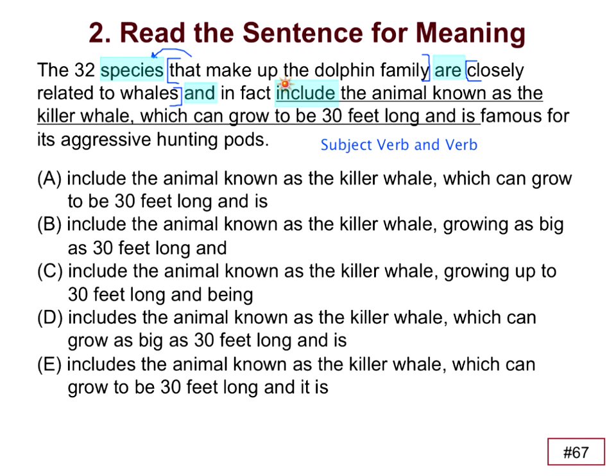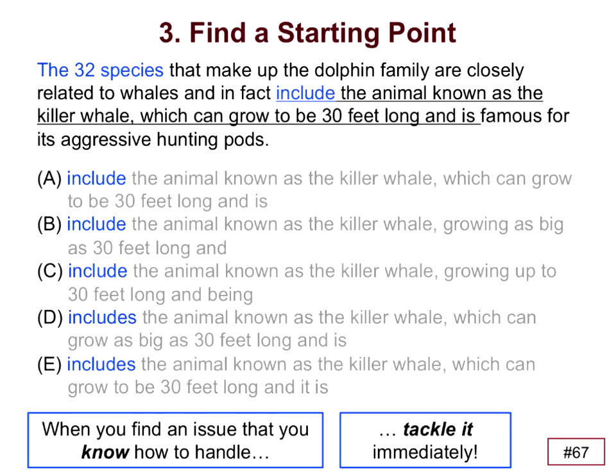Okay. So what we've just done here is step 3, which is find that starting point. So we went into it going, okay, include includes, where's the subject? I'm reading it, I figure out the subject. Oh, this is the subject. And then if you know how to handle that, which you guys do, then you go ahead and tackle it. You go, okay, so which is it? Should it be include or should it be includes? Indeed. So species include is plural.